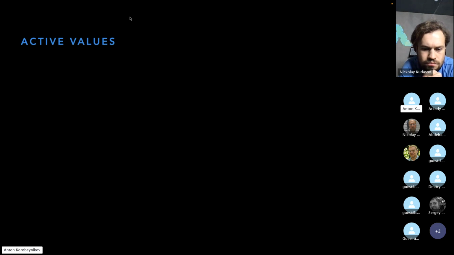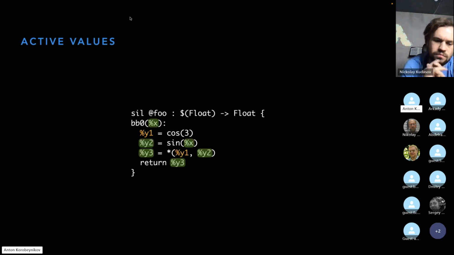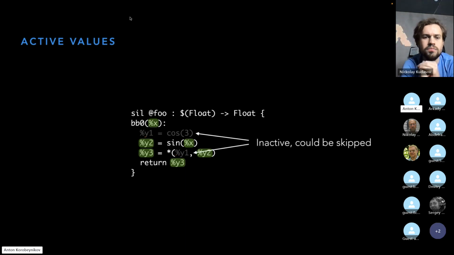But actually, there is more. Active values not only tell us which functions to differentiate, they also tell us which function parameters to differentiate with respect to. In this particular example, we know that we don't need to differentiate multiplication with respect to the first argument because it's not active. Now we know what to differentiate. These things are inactive, so they can be skipped.